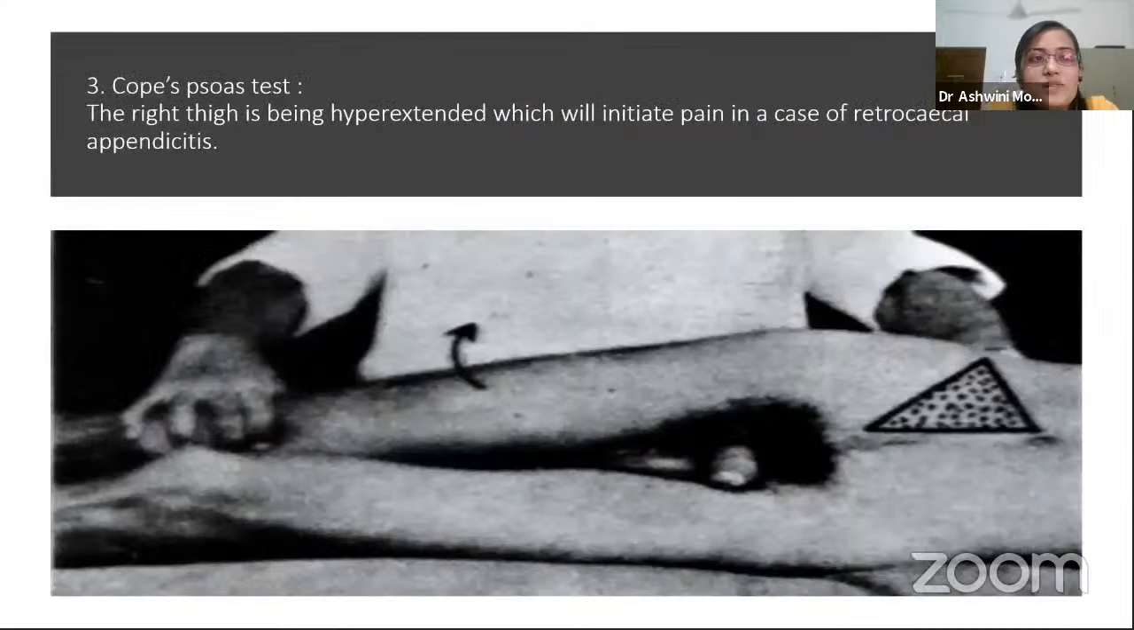The third one is Cope's psoas test. The right thigh is hyperextended, which will elicit pain in the case of retrocecal appendicitis. In a retrocecal appendix, when we hyperextend the thigh, it will cause irritation over the psoas muscle in the RIF region, and that will lead to pain. And this is Cope's psoas test. Here I have shown the figure. This is Sherren's triangle. The clinician is hyperextending the thigh, and the patient will have pain over this region.